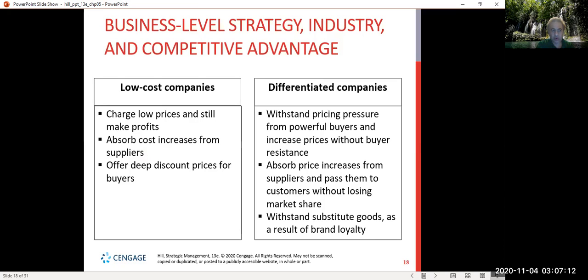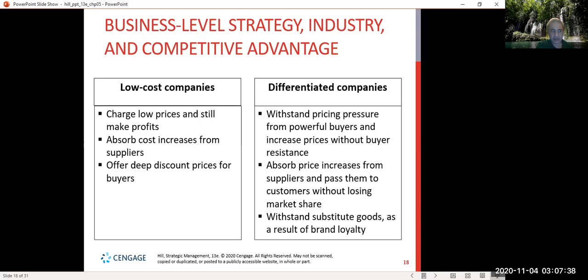So a low cost company can make profit at a price that its rivals cannot profitably match, and this makes it more difficult for rivals to enter the market. In other words, the low cost company can build an entry barrier to its market. A low cost position and the ability to charge low prices and still make profit also give a company protection against substitute goods or services.